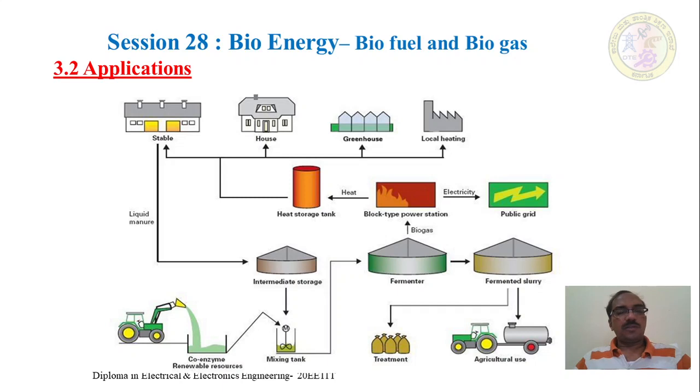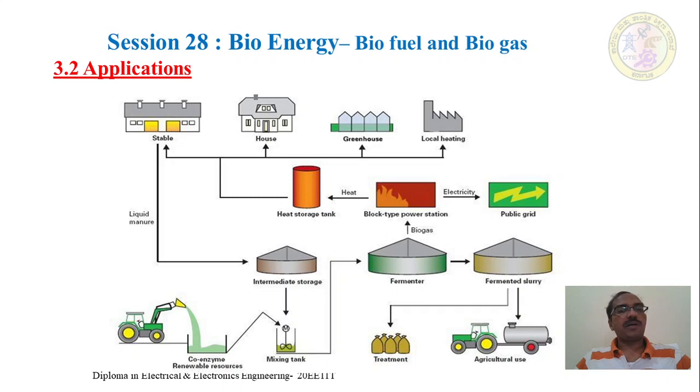So the biogas plant, whatever we have shown in this figure, we try to give a broader picture about this biogas. As far as our case is concerned, it is used for electricity production. Along with that, biogas can be used for cooking and local heating. And as shown in this figure, it can be used for household applications. It can be used for the stable, where you are going to have cattle, for heating as well as for other purposes.